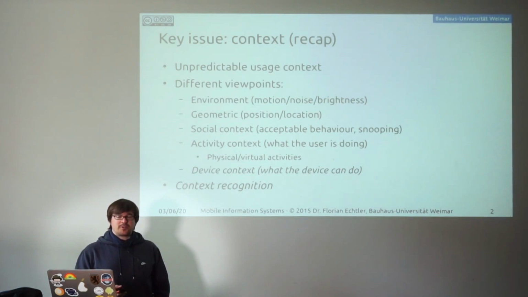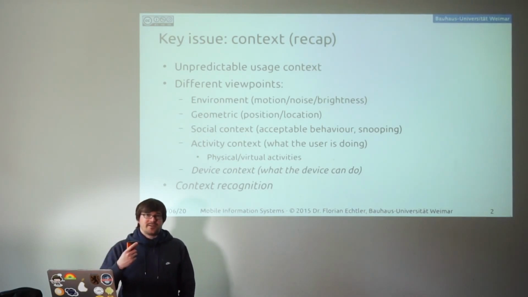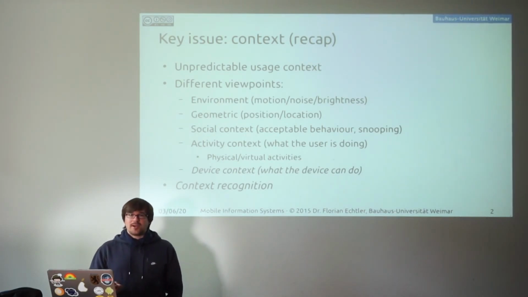So we have the environment that can involve things like how loud is it, is the user moving, and so on. We have a geometric context that can be like the geographic location of the user, or the position in terms of relative position to a starting point. We can have a social context, so are we in the middle of a crowd? Are people kind of expecting us to be quiet? Is it, for example, in the movie theater or so on? Might somebody be looking over my shoulder at my mobile device, and is there anything I don't want people to see?